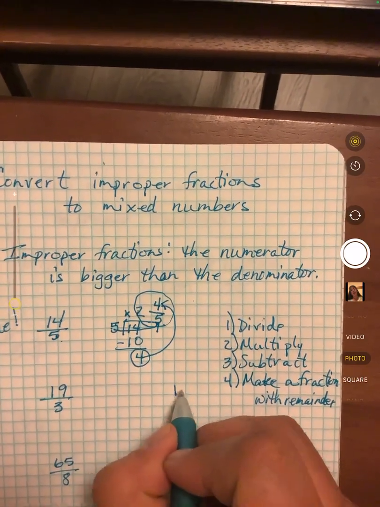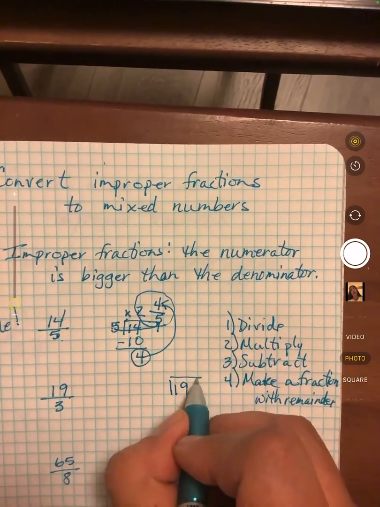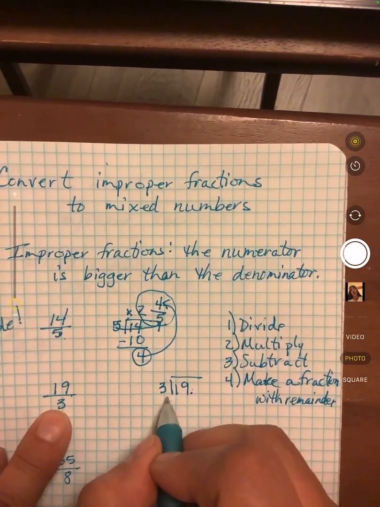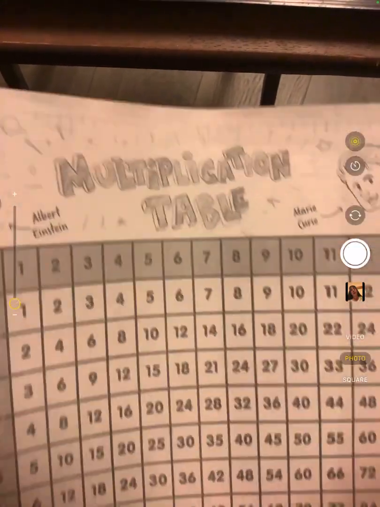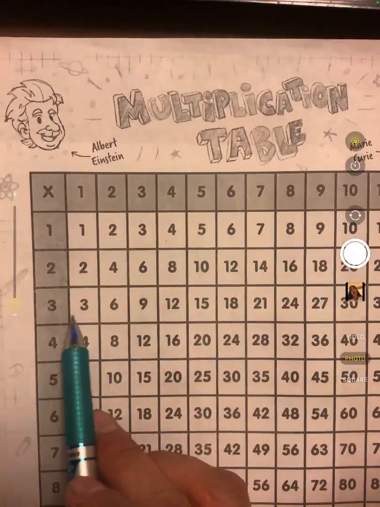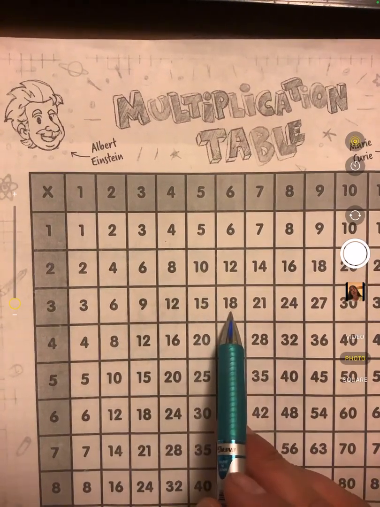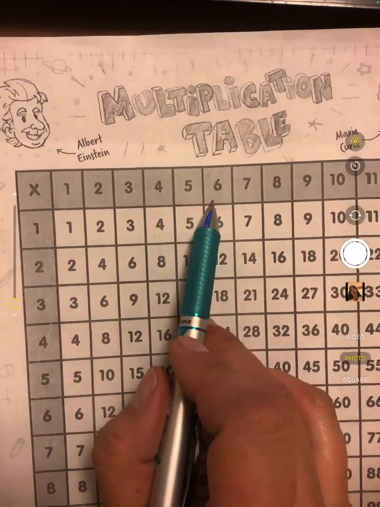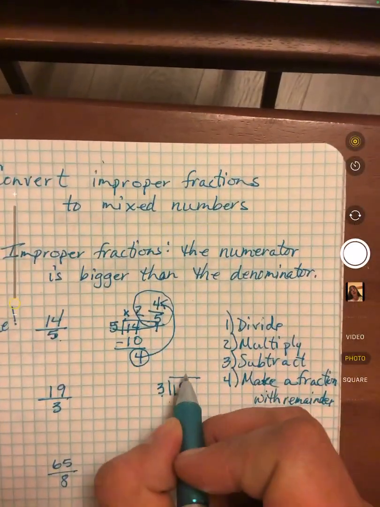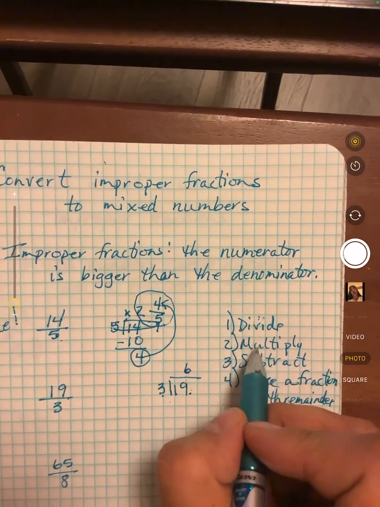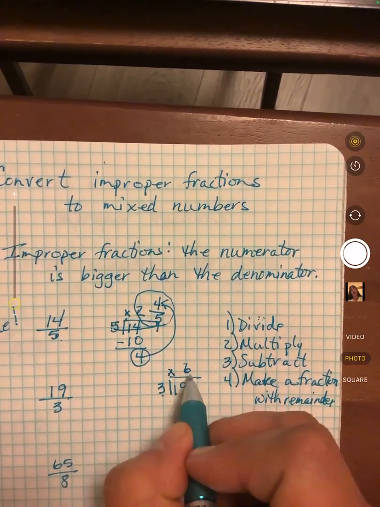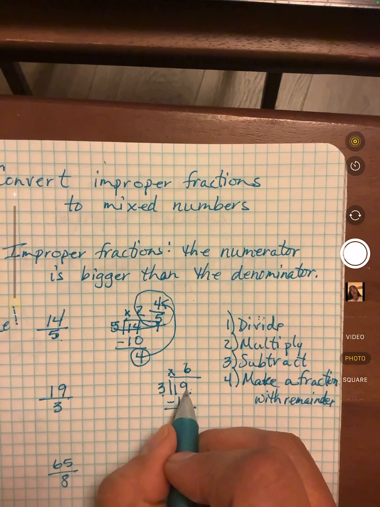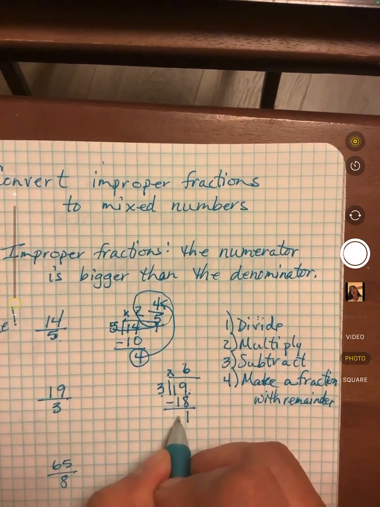We'll go over here a little bit. 19 divided by 3. Put your top number in the box and divide by the bottom number. So I go to my 3's. I can't go above 19. So 18, then 21 is too high, so we back it down to 18, and it will go in 6 times. So we divide it. Now we multiply. 6 times 3 is 18, and then we subtract. 19 minus 18 is 1.